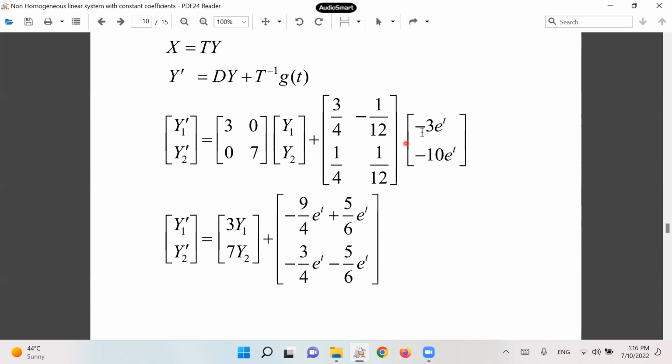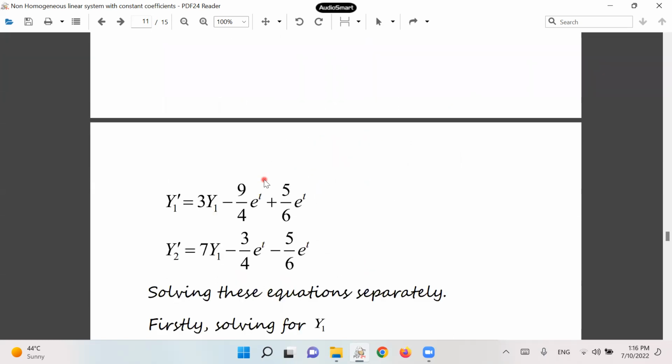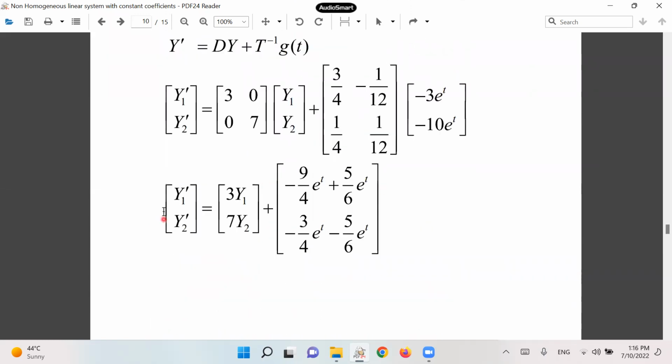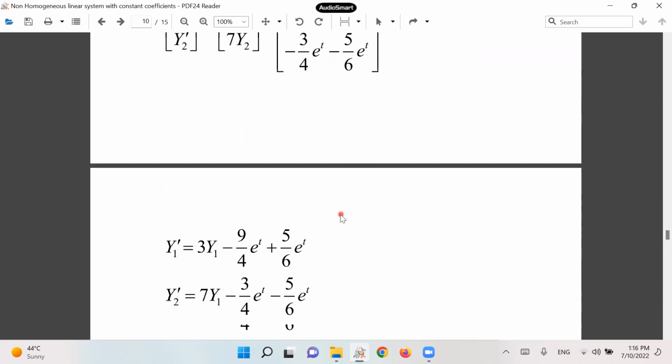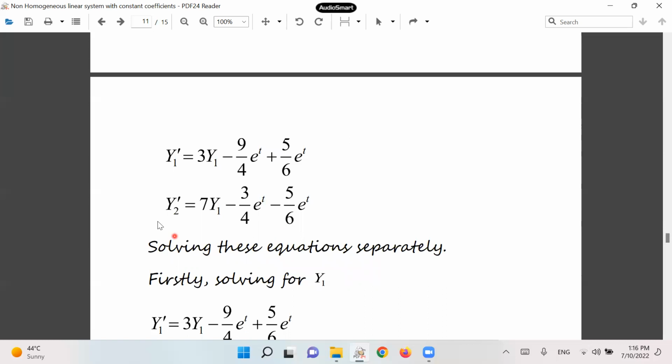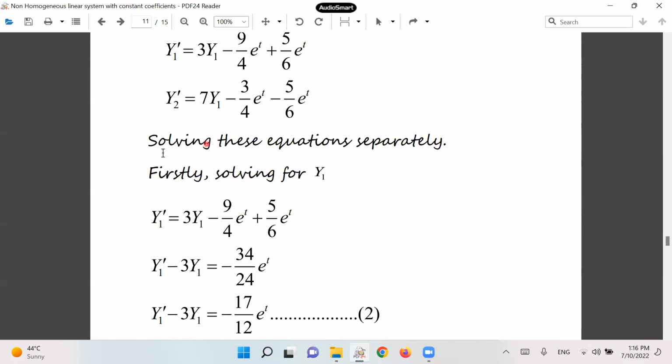So this will be multiplied by this. So it becomes 3 over 4 into e power t, and plus multiplied by minus will be minus into 10 over 12. So 10 over 12 will be 5 over 6 into e power t. Then we just simplify them, that 3y1 plus this part and 7y2 plus the second row. So we write down in the form of this equation. So after that, we will solve these equations separately.